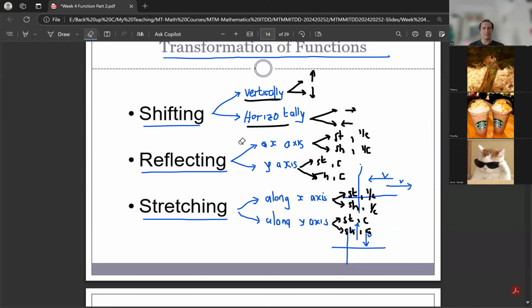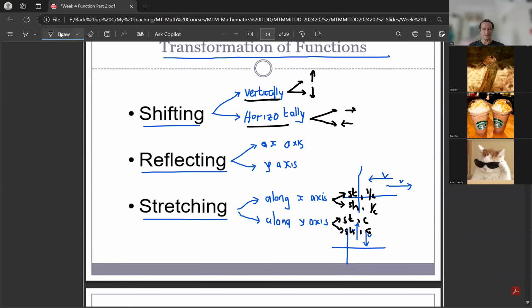Okay, and for reflecting, there is no subdivision, only the x-axis and the y-axis. For the x-axis, it means that minus f(x). For the y-axis, it means that we multiply x by minus.